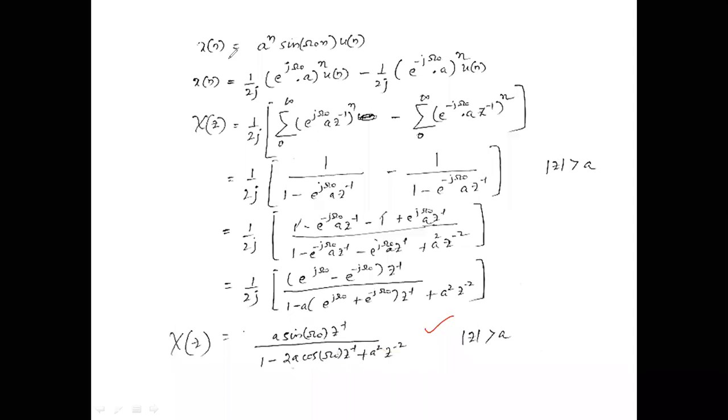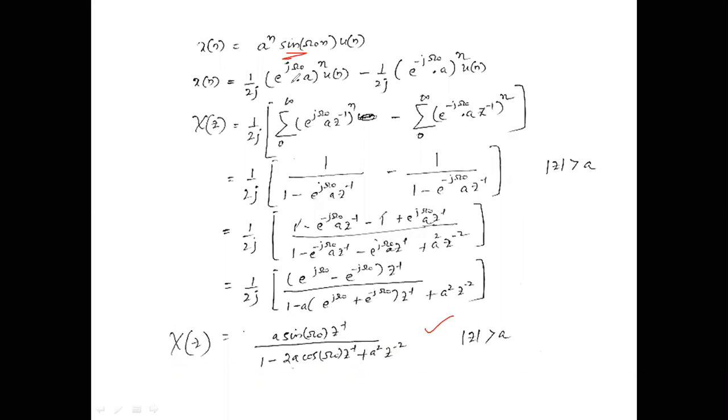Okay, x of n equal to alpha to the power n sine omega naught n into u of n has the transform given by a sine omega naught z to the power minus 1 divided by 1 minus 2a cos omega naught z to the power minus 1 plus a square z to the power minus 2. Okay. What if the question was a to the power n into cos omega naught n? Then what would I have done?